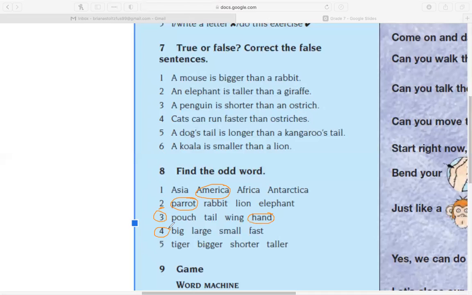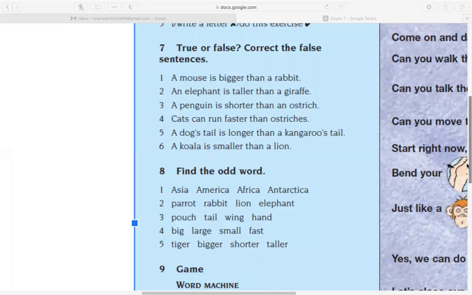Number 4, big, large, small, fast. What's the odd word here? Big, large, and small are all talking about size, so fast is the odd word. It's different than the others. 5, tiger, bigger, shorter, taller. What is the odd word here? Obviously, tiger, it's the animal. These are comparative adjectives, and this is an animal, so tiger is the odd word.